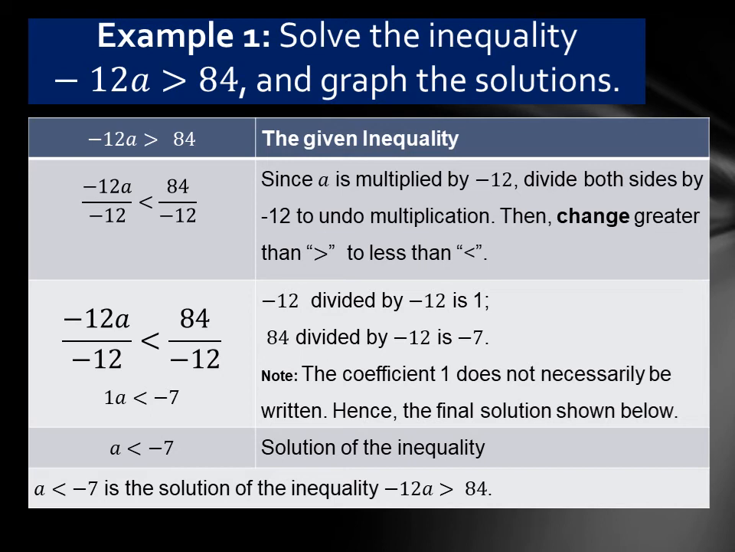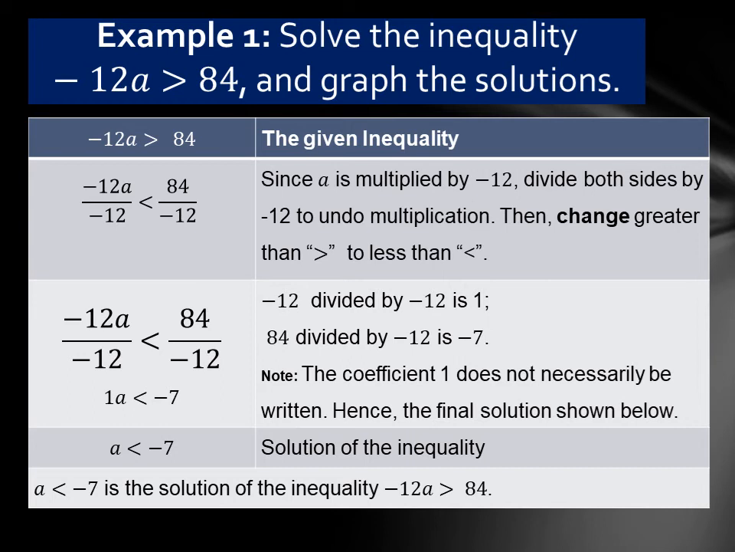Then we simplify this one. Negative 12a divided by negative 12 leaves a, with coefficient 1, while 84 divided by negative 12 is negative 7. The coefficient 1 does not necessarily have to be written, hence the final solution shown below. A is less than negative 7.